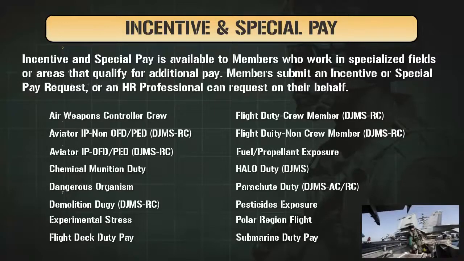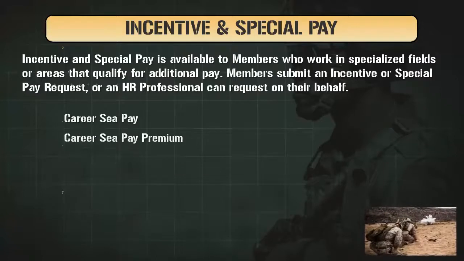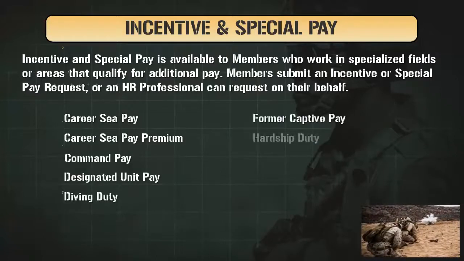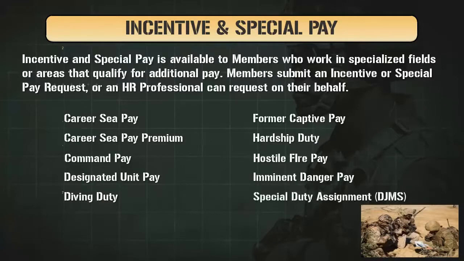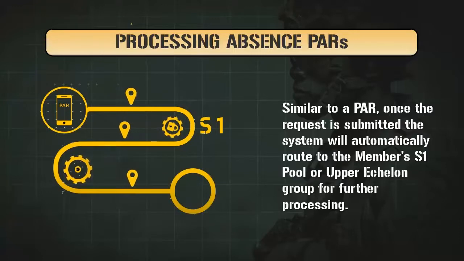Incentive pays include aviator, demolition duty, flight duty, and parachute duty. Special pay types include hardship duty, hostile fire, and imminent danger. Similar to a PAR, once the request is submitted, the system will automatically route it to the member's S1 pool or upper echelon group for further processing.